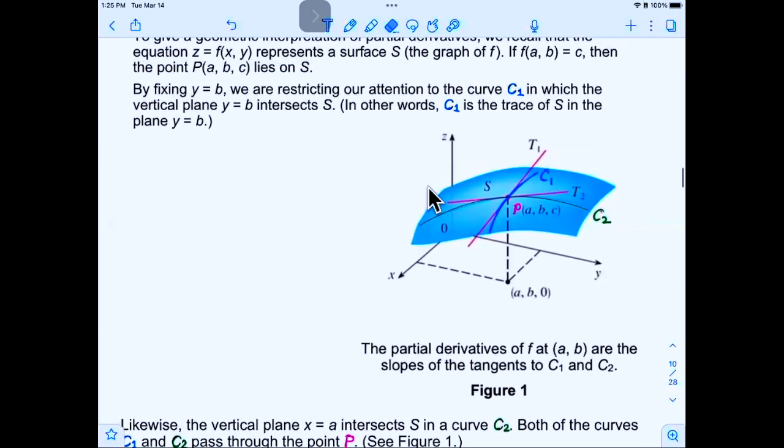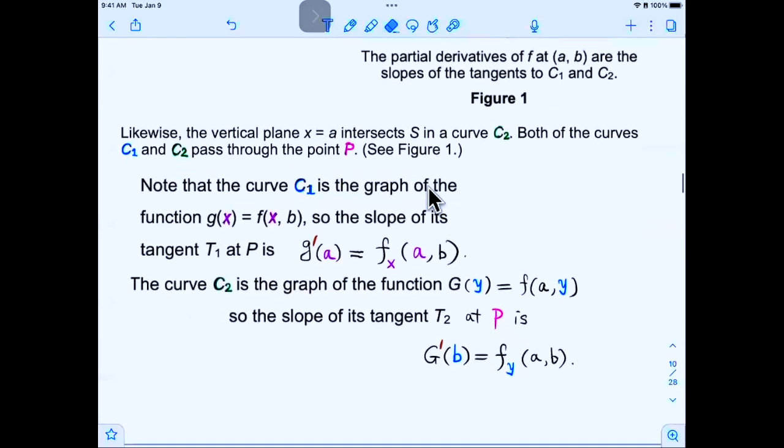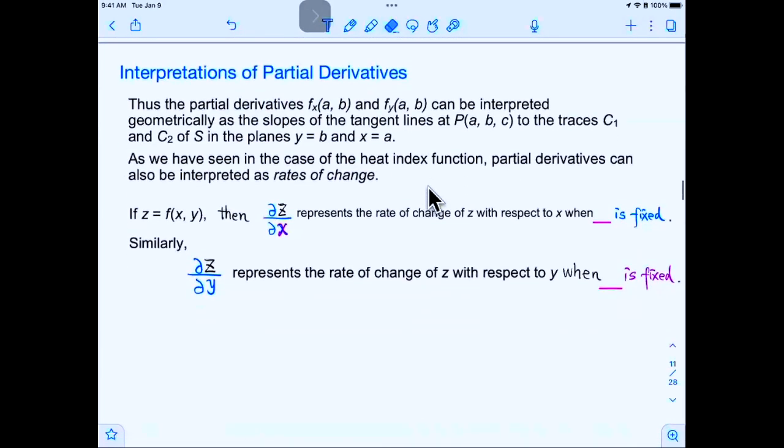Now we'll actually have the C2 here indicated. That's the C2. And when x equals a intersects the surface at the C2 up here, then the partial derivative of the function with respect to y is the slope of the tangent of C2. Okay.